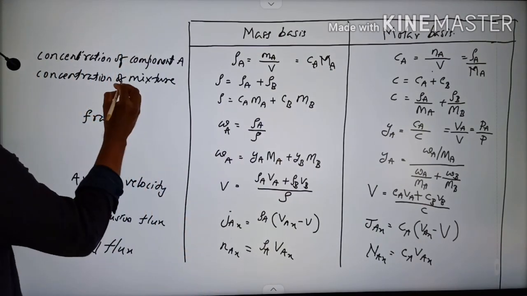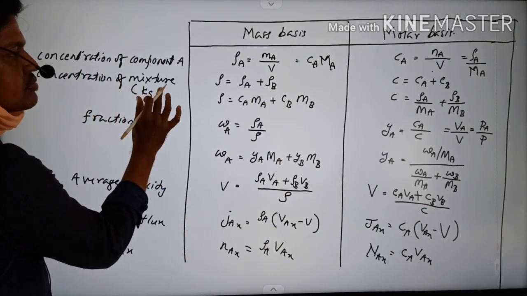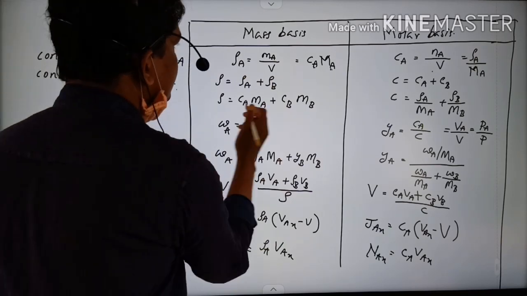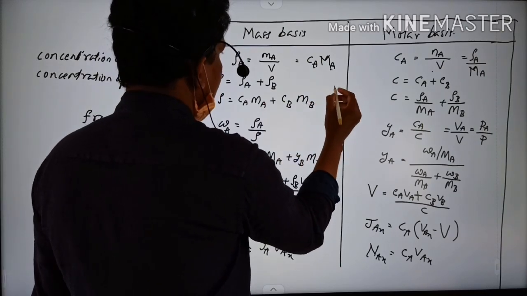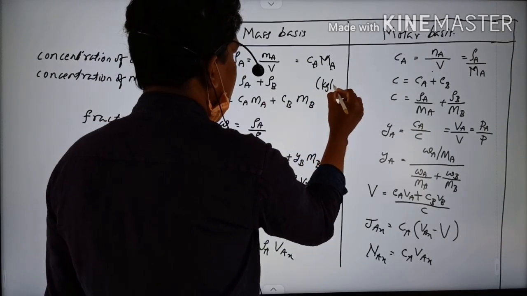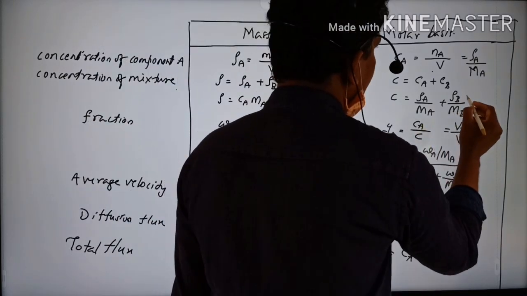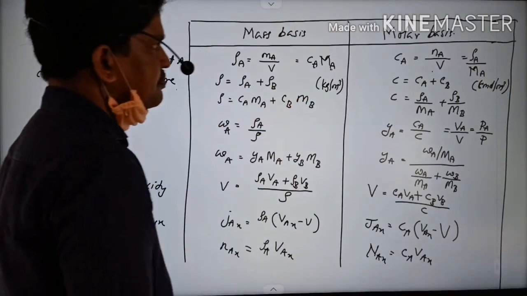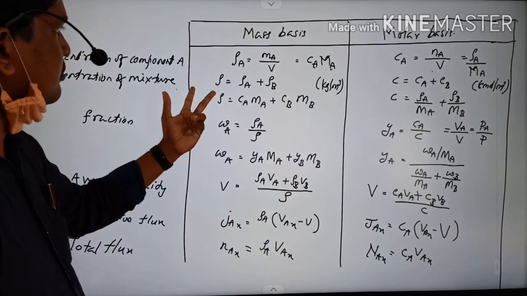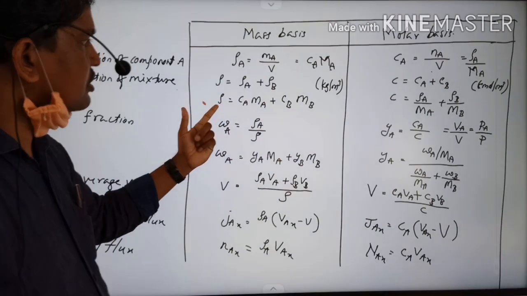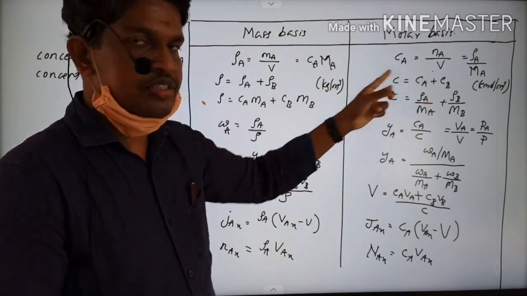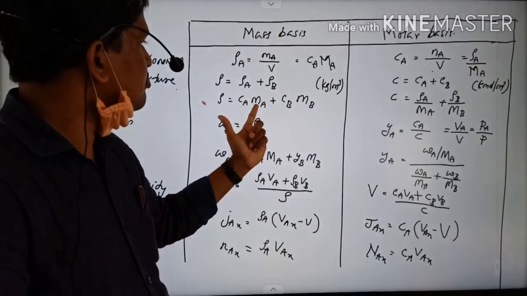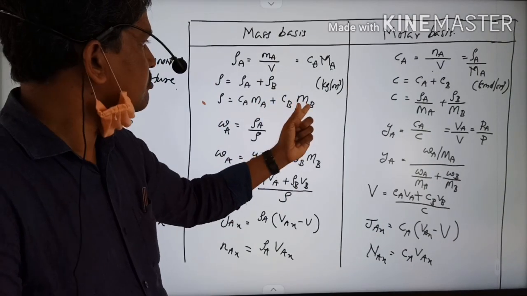The unit is kilogram per meter cubed. Here it is kilogram per meter cubed. Here it is kilomole per meter cubed. Now we can find the concentration of the mixture in terms of the molar concentration, as rho is equal to Ca Ma plus Cb Mb, where capital M is the molar mass of A and Mb is the molar mass of B.